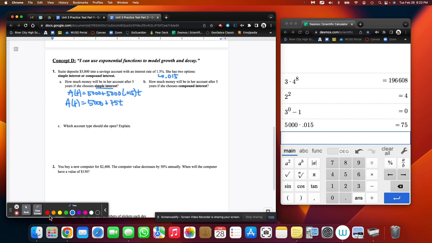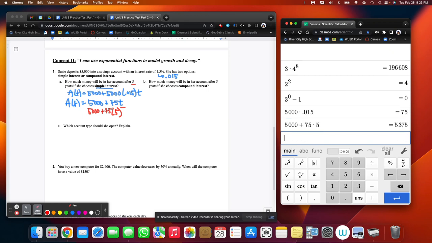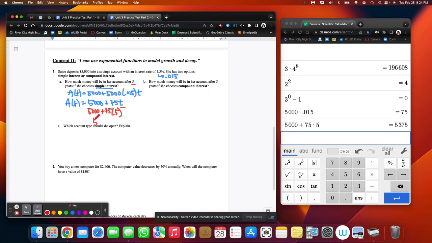75T. But if we want to know how much is in our account after 5 years, we're just going to plug in 5 for T. So it's going to be 5,000 plus 75 times 5. So the total amount of money in the account is $5,375.